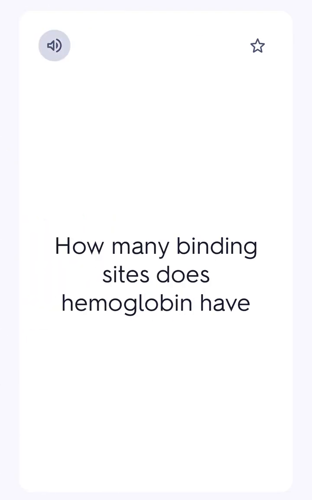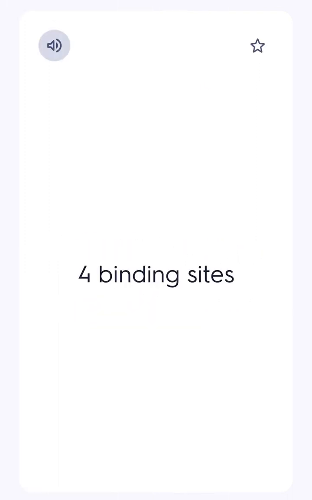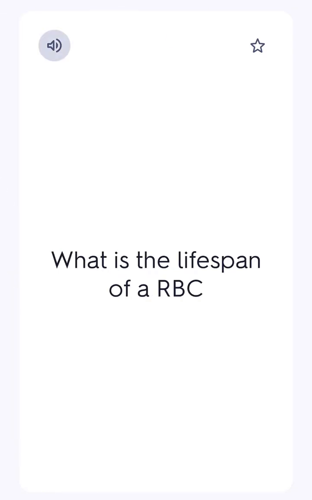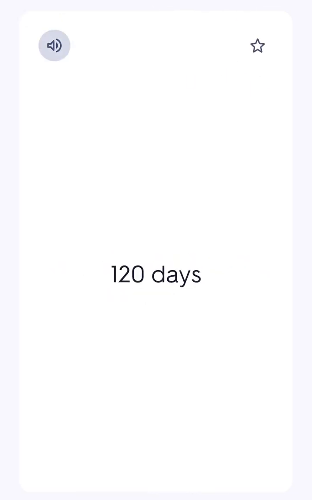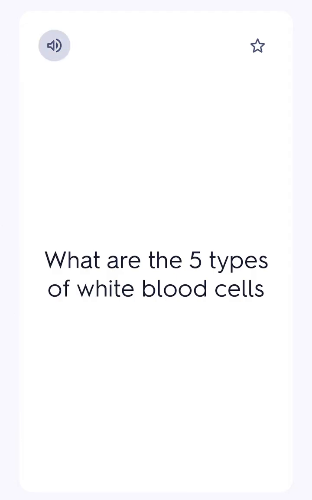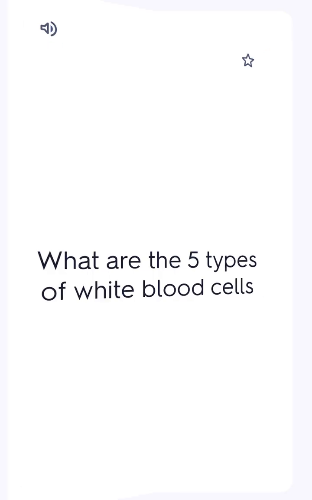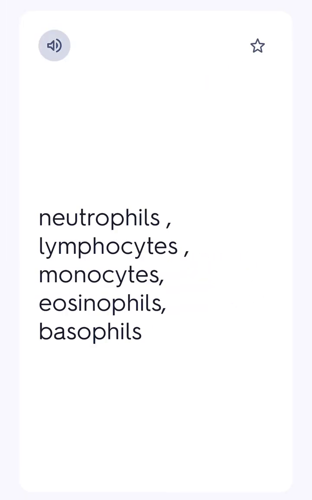How many binding sites does hemoglobin have? 4 binding sites. What is the lifespan of RBC? 120 days. What are the 5 types of white blood cells? Neutrophils, lymphocytes, monocytes, eosinophils, basophils.